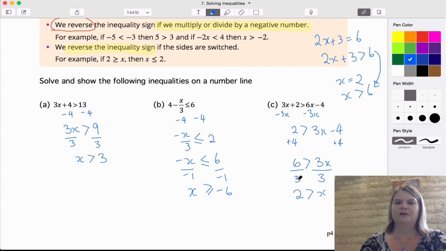And because we want to write this with the x first, I'm just going to rewrite it. The arrow is pointing towards the x, so keep it pointing towards the x. x is less than 2.